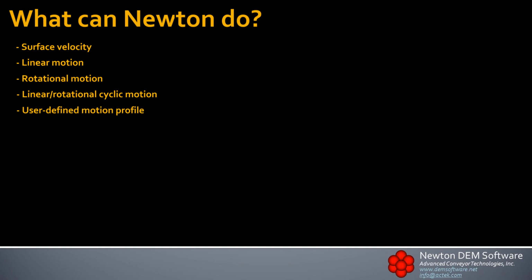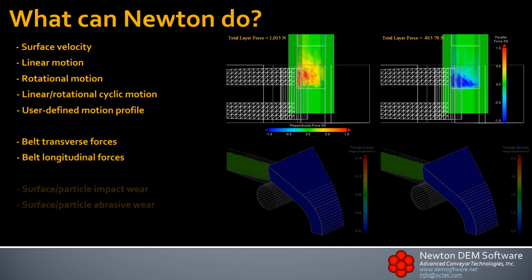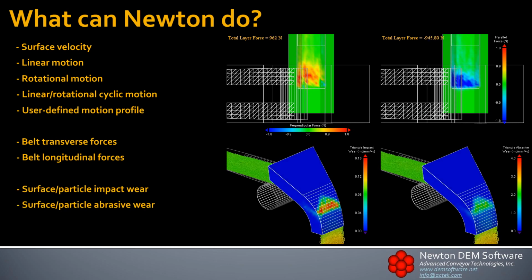Newton can also record the transverse and longitudinal forces on a conveyor belt, as well as record surface and particle impact and abrasive wear, which is useful for comparing different designs for chute elements like hoods, impact plates, and rock boxes.